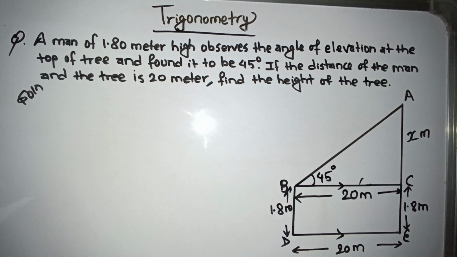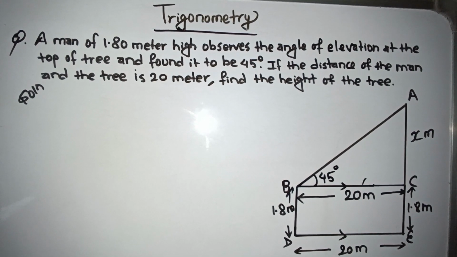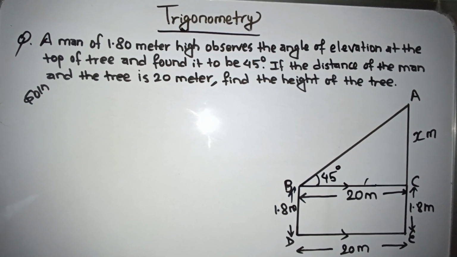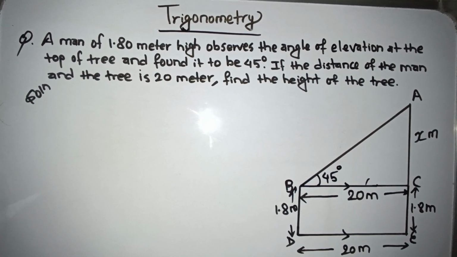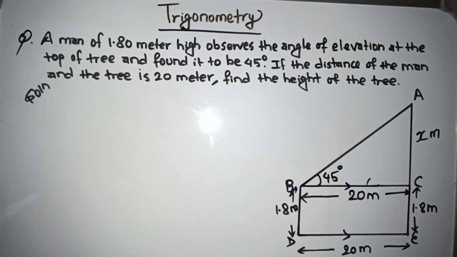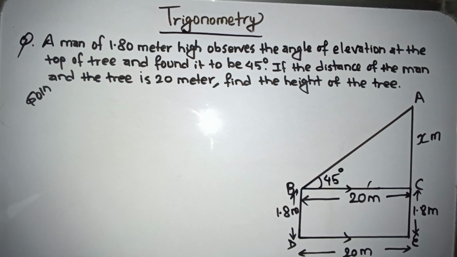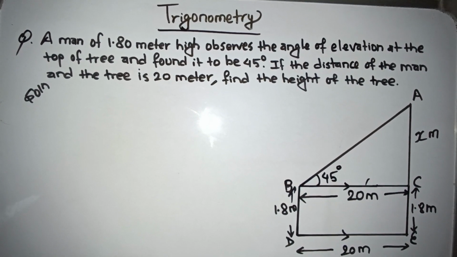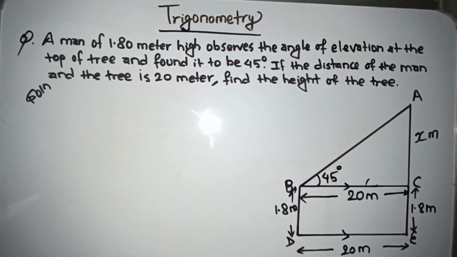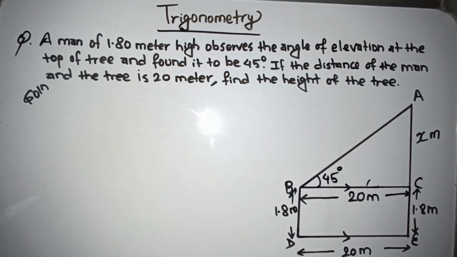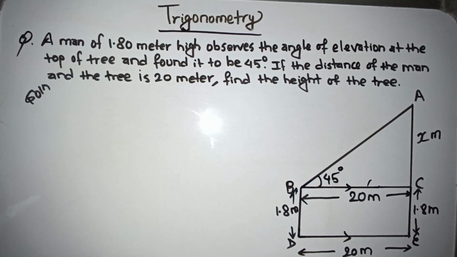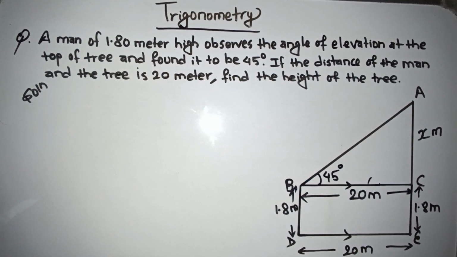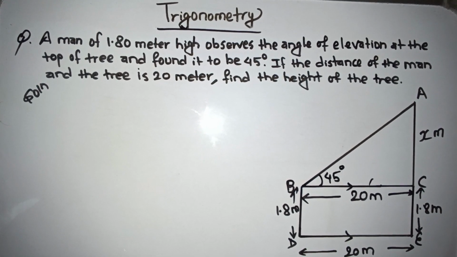We are going to solve a numerical problem which is based on trigonometry. In the question, a man of 1.8 meter height observes the angle of elevation of the top of a tree and finds it to be 45 degree. If the distance between the man and the tree is 20 meter, find the height of the tree.